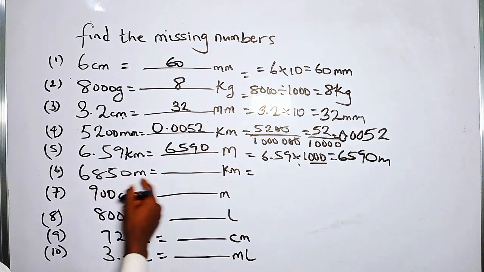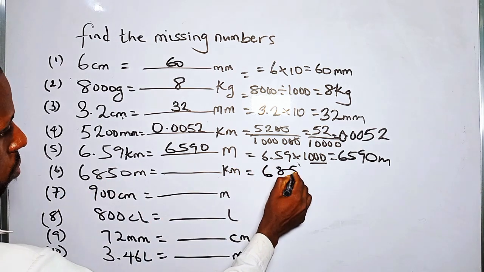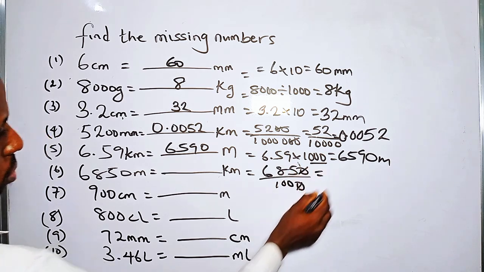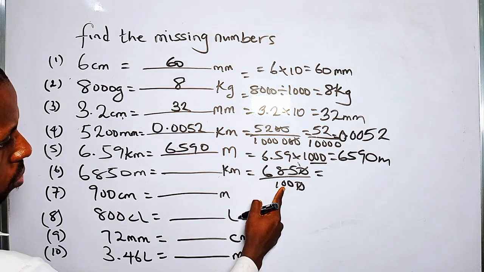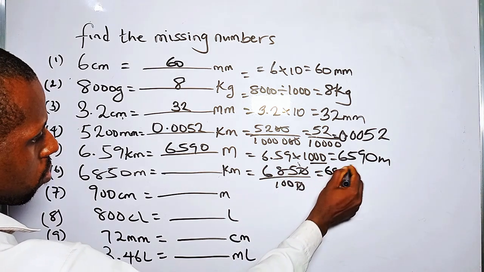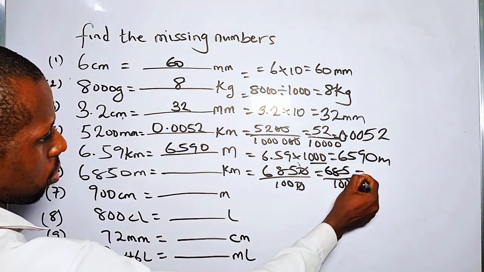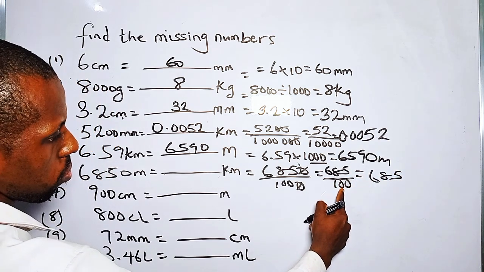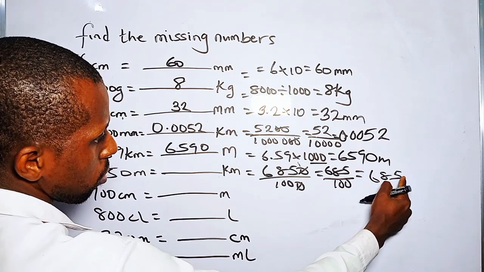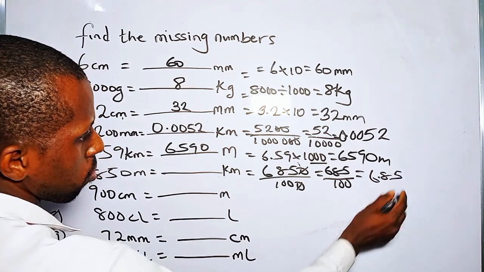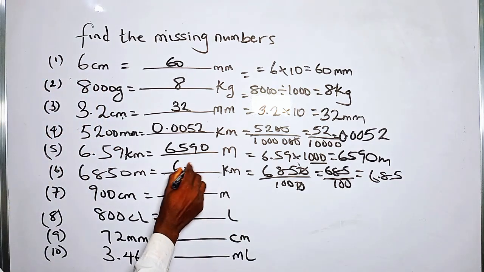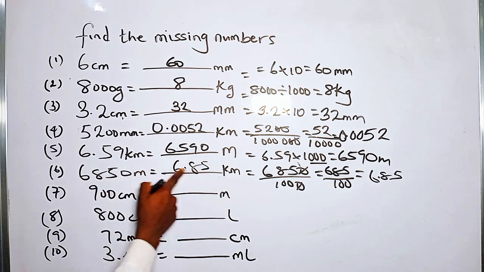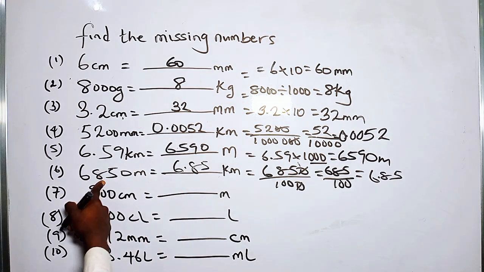So we have 6850 divided by 1000. 0 cancels 0, so we have 2 zeros left. Let's convert this to decimal. We have 685 over 100. Since we have 2 zeros, let's assume we have a decimal point here: 1, 2. So we have 6.85 kilometer. And we can easily transform it back by multiplying by 1000.